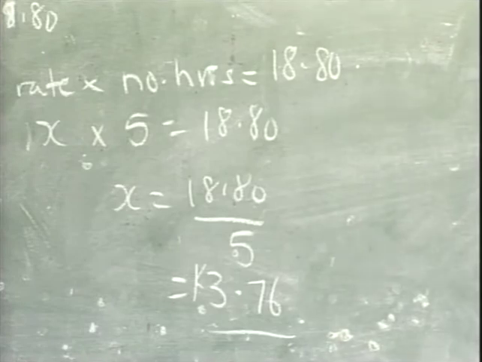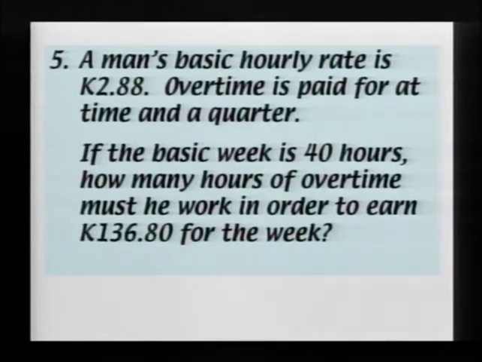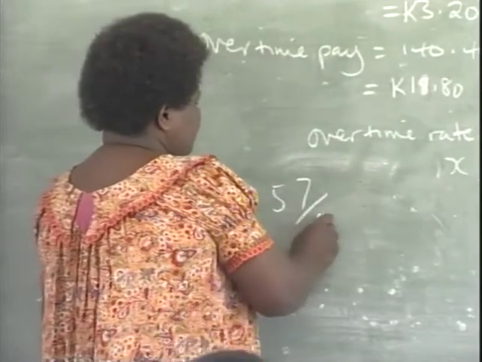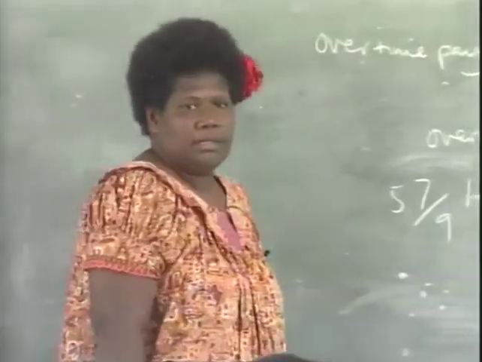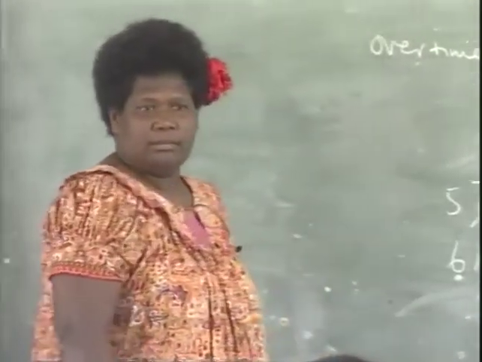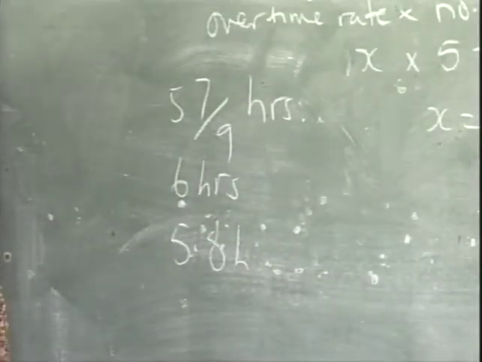Clear? Okay, number 5. A man's basic hourly rate is 2 kina 88 toya. Overtime is paid for at a time and a quarter. Basic week is 40 hours. How many hours of overtime must he work to earn 136 kina 80 toya for the week? 5 and 7/9 hours. Any other answers? 6 hours. Any other answers? 5.8. Is that 5 and 7 over 9?